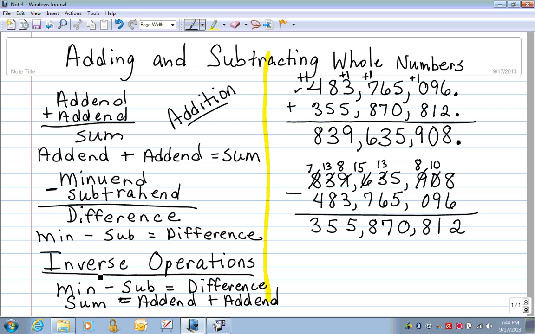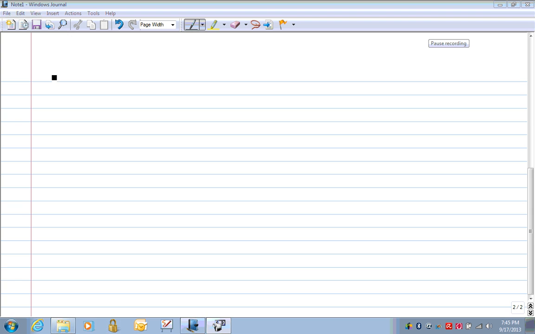See how they relate to each other? In the addition, your total was your sum, and it became the minuend when you were subtracting. So they represent the same number. These are called inverse operations because they are the opposite. For example, 10 minus 7 equals 3. And 10, the sum, is equal to the addend plus the addend. These are inverse operations. Let's practice.